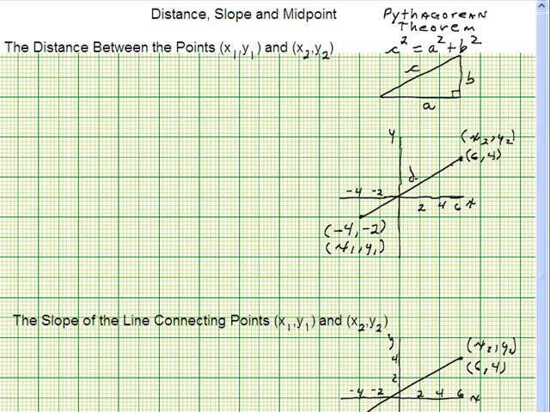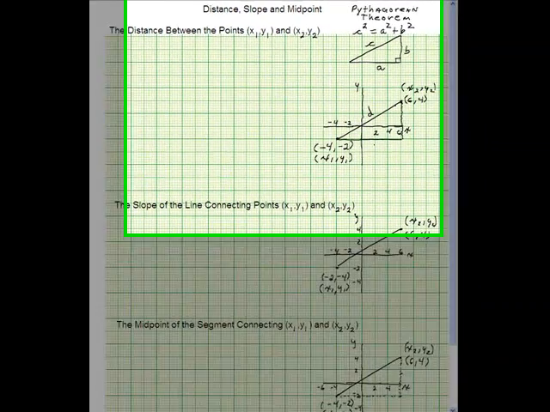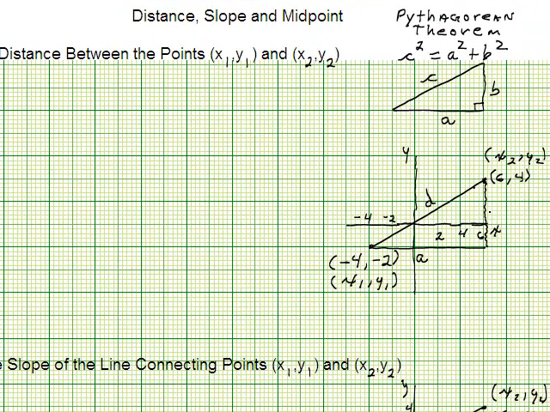If I call that distance d, I can get a right triangle just like the one above by simply bringing out a horizontal from the first point, and bringing a vertical down from the second point. And then this lower one becomes side A and this one becomes side B, just like in the drawing above, and we call the hypotenuse length D.